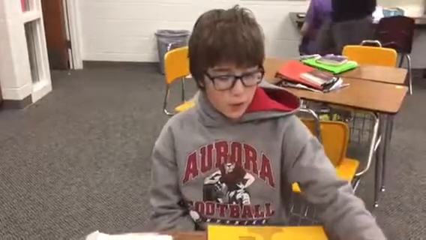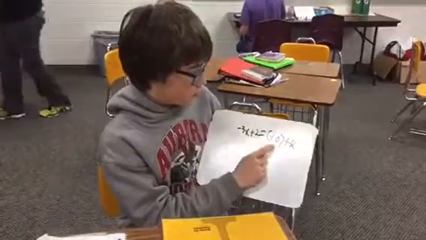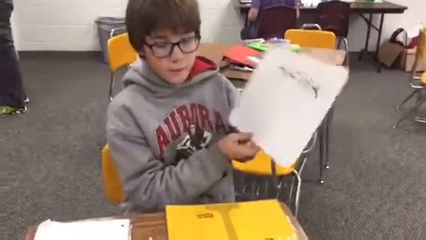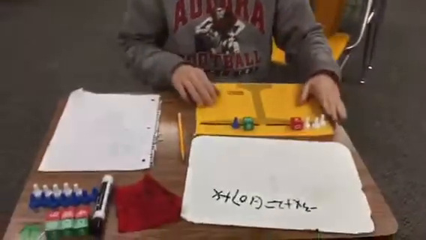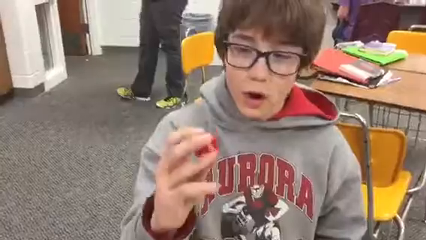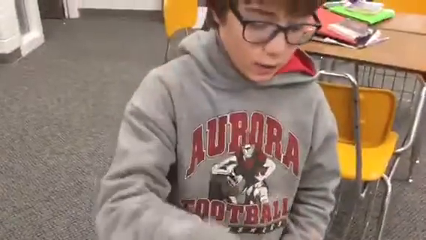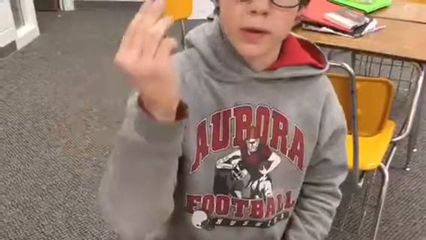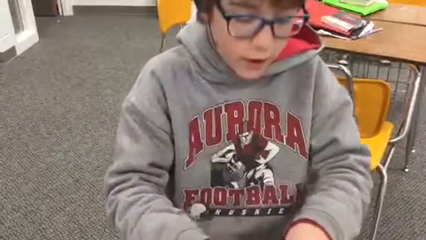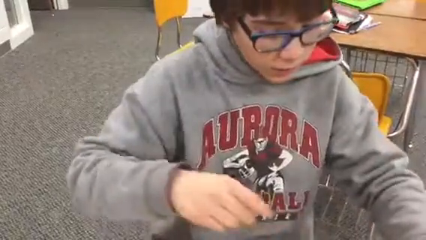Today we're going to be doing hands-on equations. And our first problem is negative 3x plus 2 equals negative 10 plus x. So here's our problem. But before we start, we have to know red ones are positive, green ones are negative, blue is x. Okay, blue chips are x. White chips are the opposite of x.